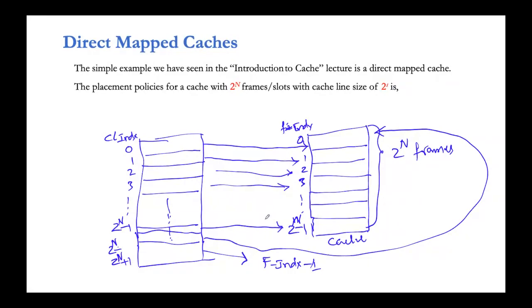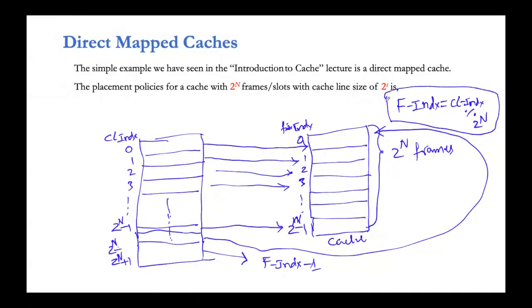So the mapping algorithm basically calculates the frame index for a given cache line index: it takes the cache line index and does the modulo operation with 2 to the power of n frames, in this case, 2 to the power of n frames.